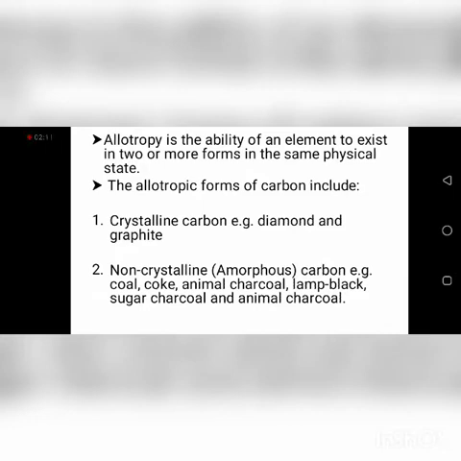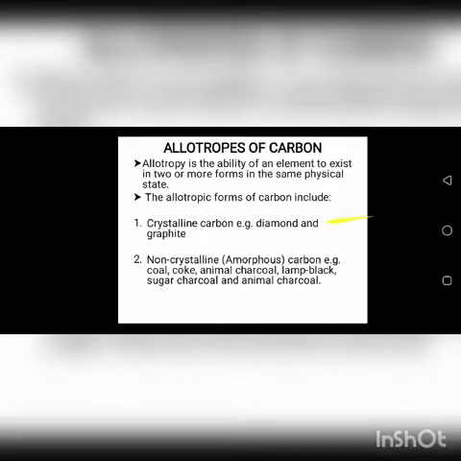So allotropy is a property of an element that exists in two or more forms in the same physical state. For instance, carbon has two forms of allotropy. Number one is crystalline carbon. The two examples of crystalline carbon are diamond and graphite. And number two, non-crystalline or amorphous carbon, which include coal, coke, animal charcoal, lamp black, and sugar charcoal. These are examples of non-crystalline or amorphous carbon. Let us now look at these allotropes of carbon one after the other, their properties and their uses.